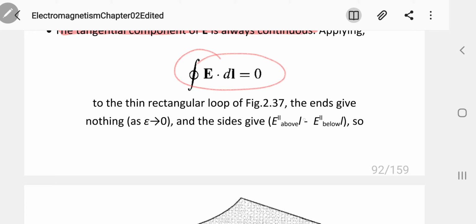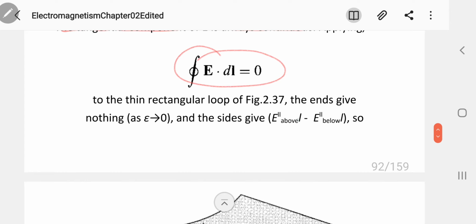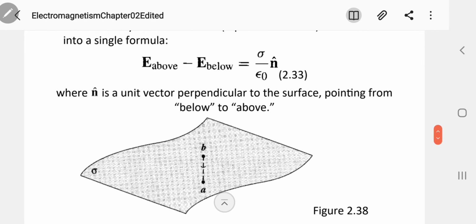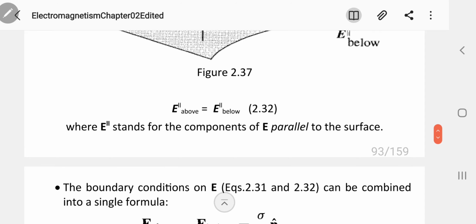So you can cancel the L because it's a rectangle. The L are the same. So E above tangential is equal to E below tangential. So you have this one.